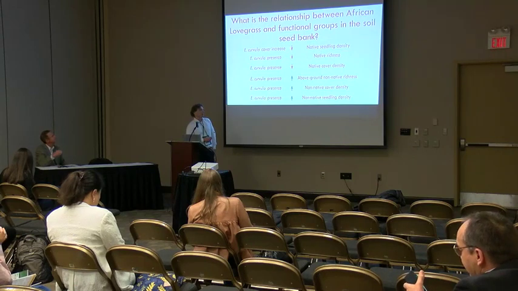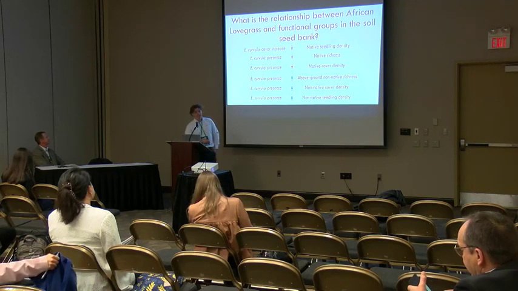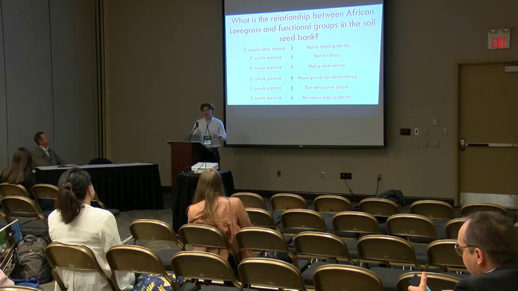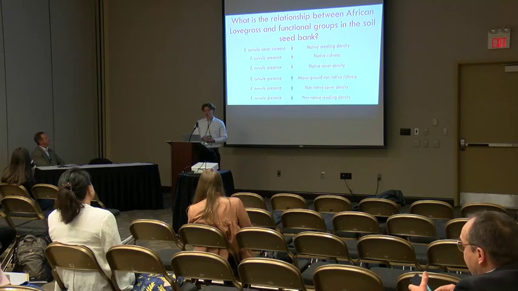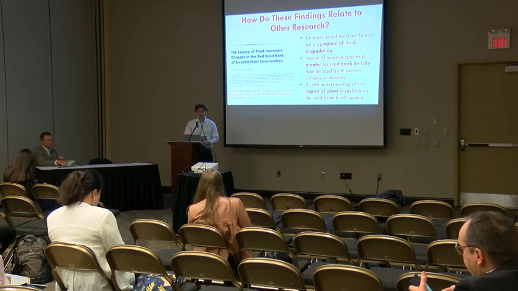African lovegrass, or Eragrostis curvula, presence seems to increase above ground non-native richness, non-native cover density, and non-native seedling density. So not only are we seeing less natives in the soil seed bank, at least in terms of seedling density, we're seeing more non-native seedling density. So, a bit of an issue there if we want to restore a site to a pre-invaded state.